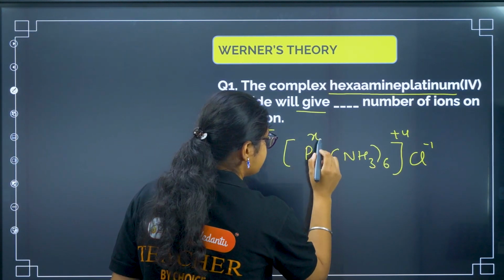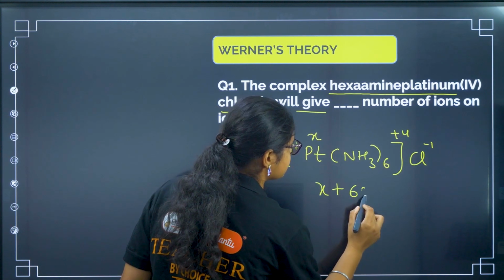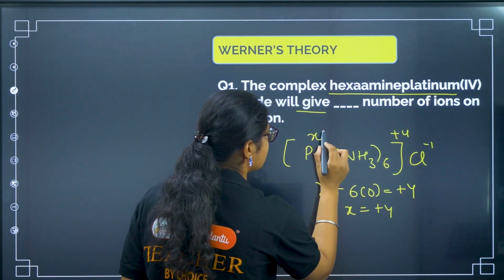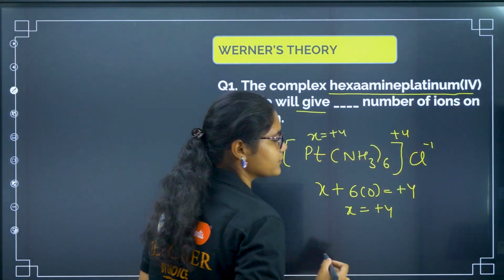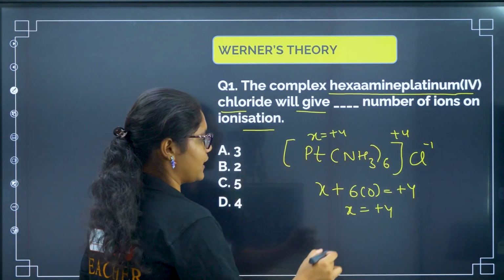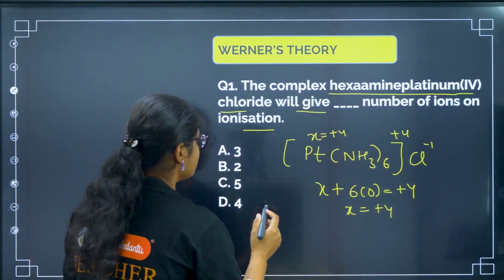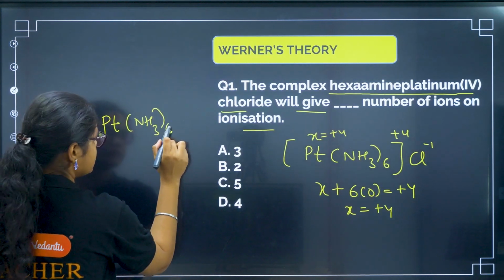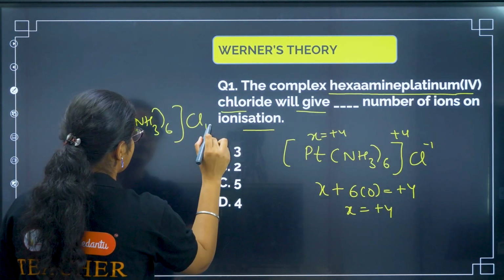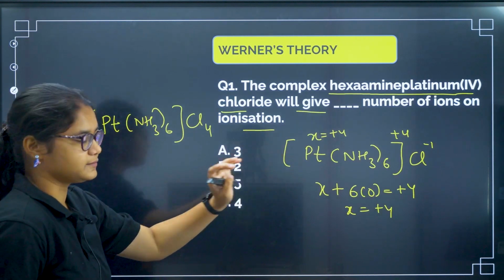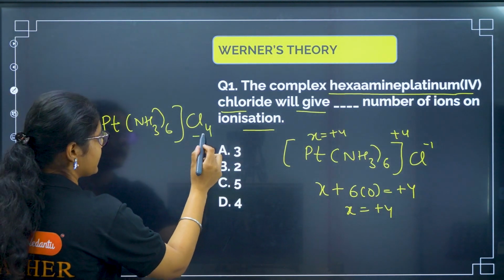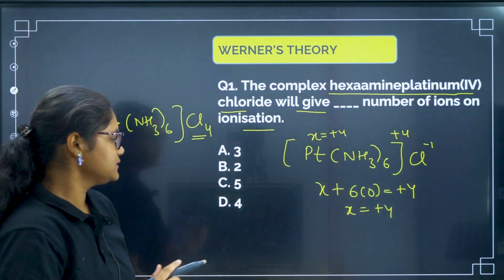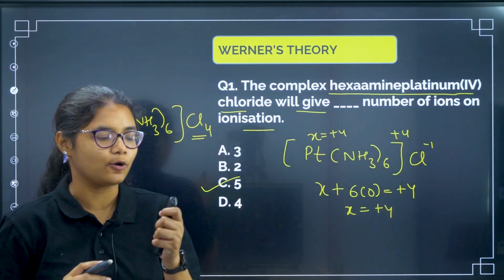For example, we don't know the platinum oxidation state here, so see here, this one is X and NH3 is a neutral ligand. 6 into 0 plus X should be equal to +4, then we will get X equal to +4. Then platinum is +4, which is given in the question, right? So this complex is +4 and chlorine is -1. If we do crisscross, we will get Pt(NH3)6Cl4, just by the crisscross method. Now if you ionize it, we'll get 4 chloride ions and 1 ion of this complex. So the total number of ions formed is 5, and the correct answer for this question is option C.